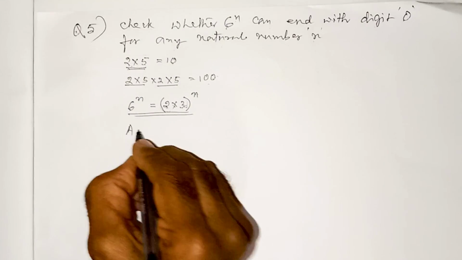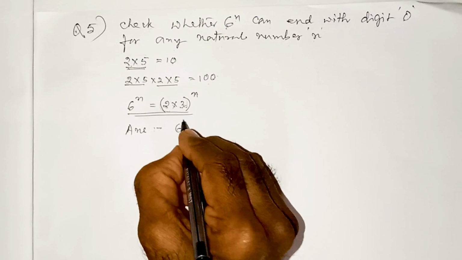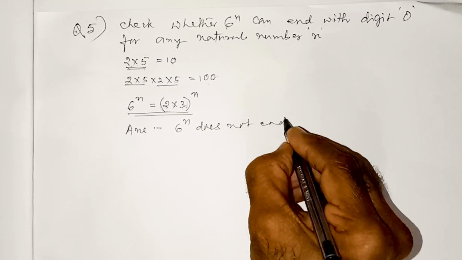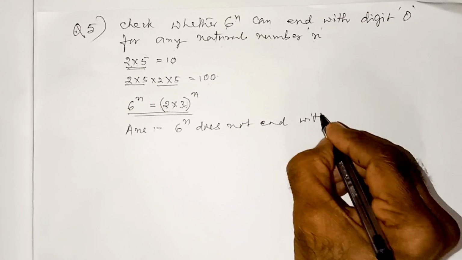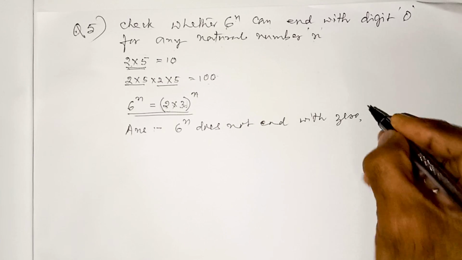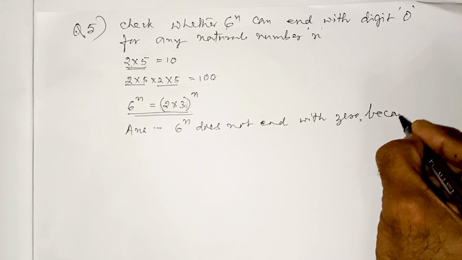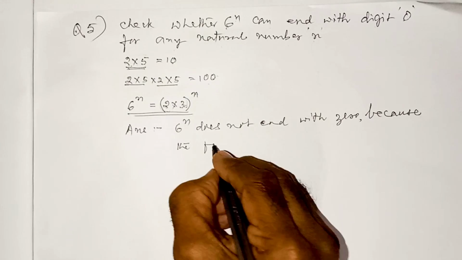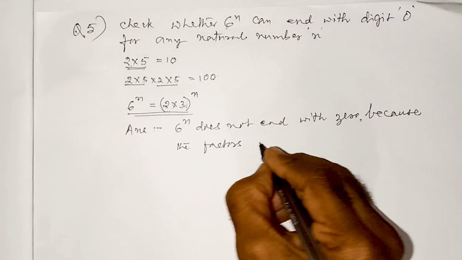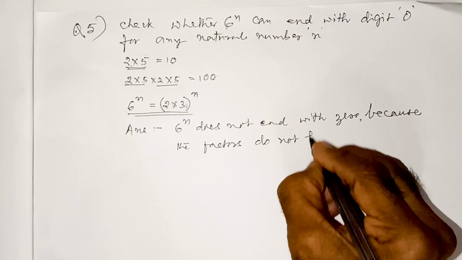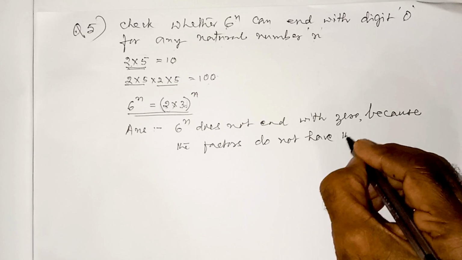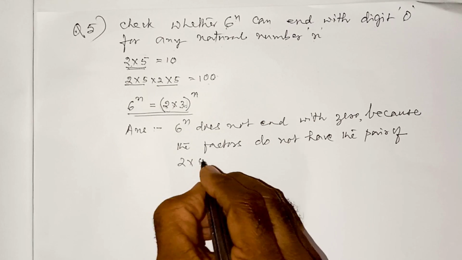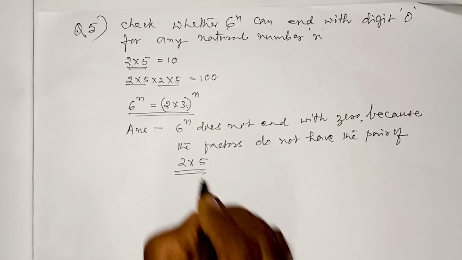Let us write down this. The answer is 6 to the power n does not end with 0. Let us write down the reason. Because the factors do not have the pair of 2 into 5. So this is our answer.